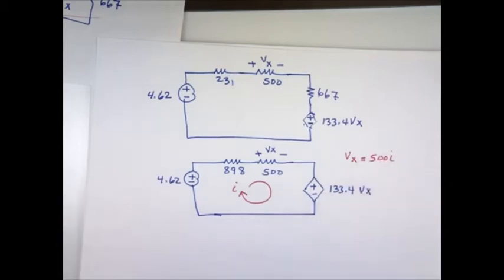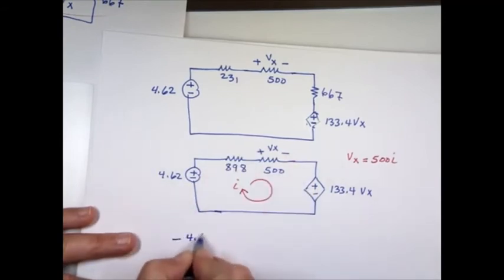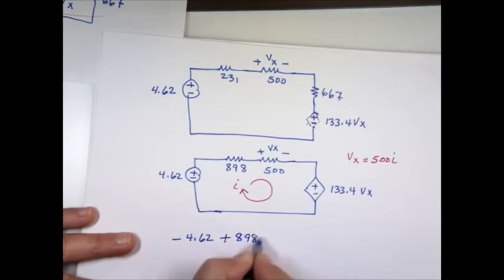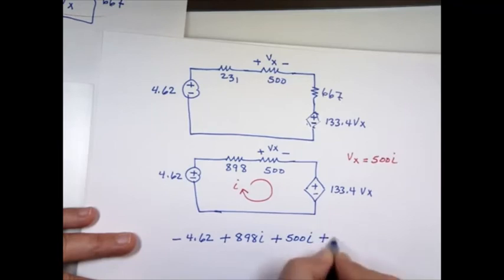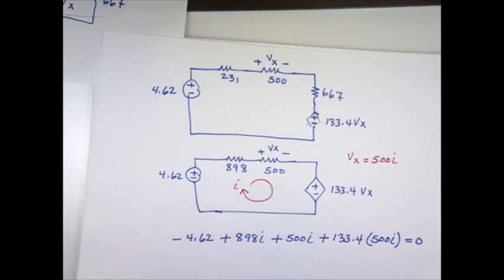So if I do KVL right here, it's only one loop. Minus 4.62 plus 898 times I plus 500 times I plus 133.4 times Vx, and Vx is what? 500I equals 0. How many unknowns in that equation? 1.